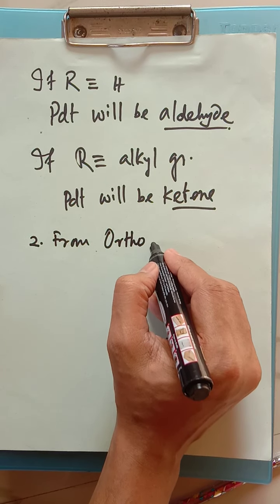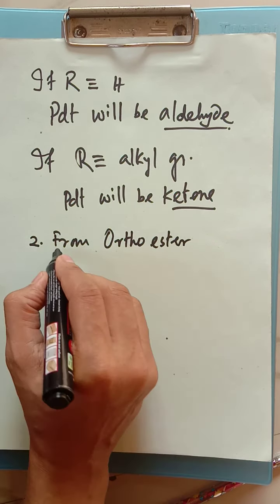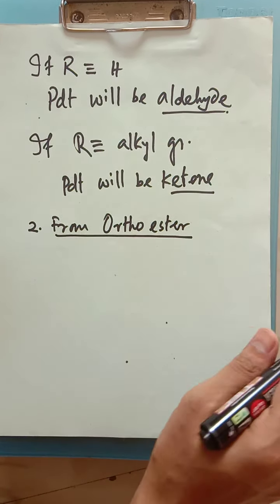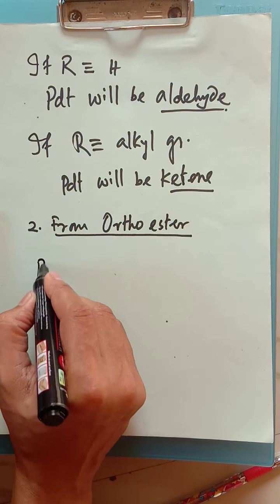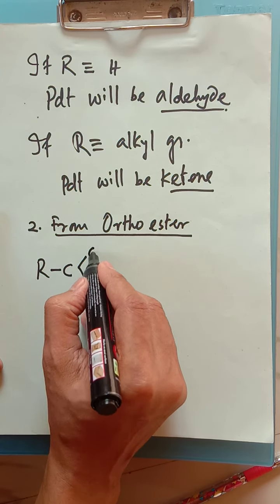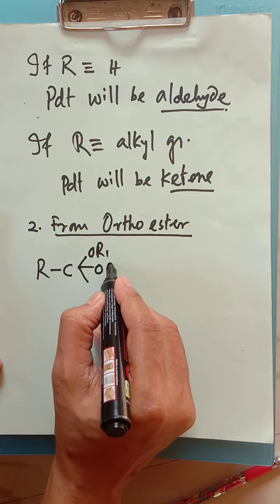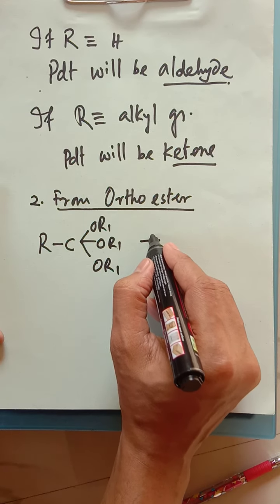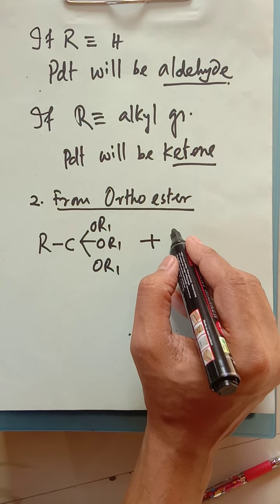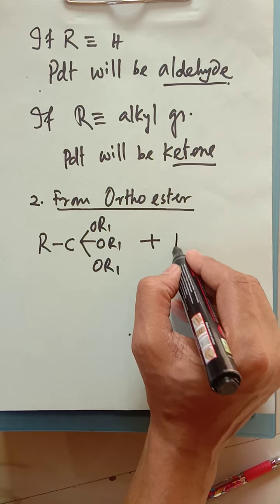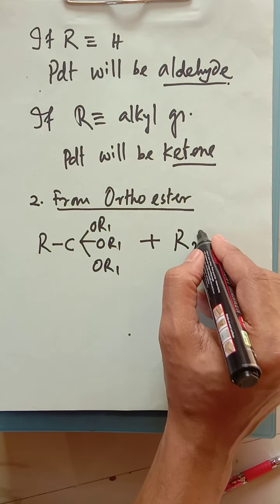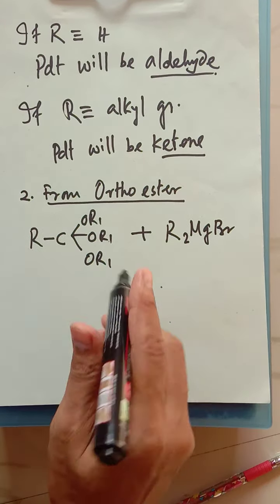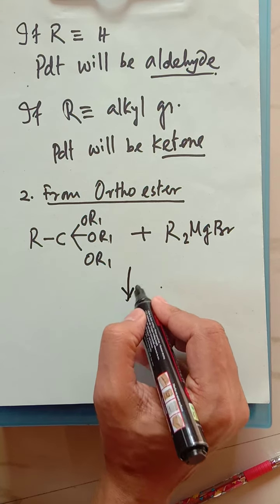ortho ester. Here also I am giving the general chemical reaction over here. Ortho ester, the general structure I am giving over here, R1 OR1 OR1. So this is known as ortho ester. Whenever it reacts with R2 MgBr, that means another Grignard reagent I have given over here.